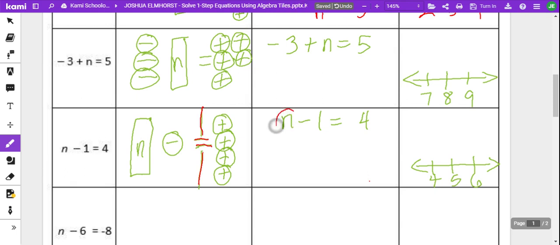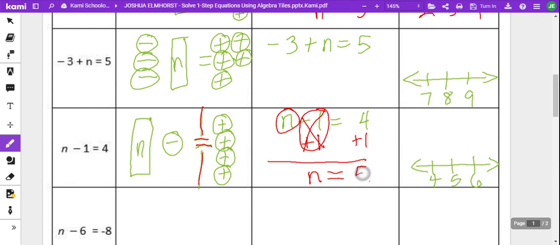Okay, so we're going to keep the variable, and then we're going to cancel the negative 1 or subtracting 1 by adding 1 on the left and adding 1 on the right. Okay, so this is going to cancel. Keep the variable, change to the opposite operation with the variable, and then flip and do it on the other side. So 4 plus 1 is going to be 5, and that is our solution.